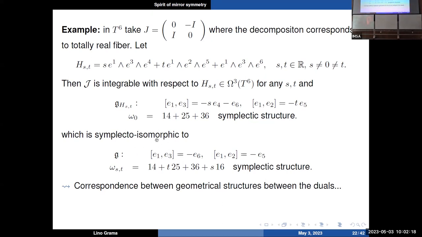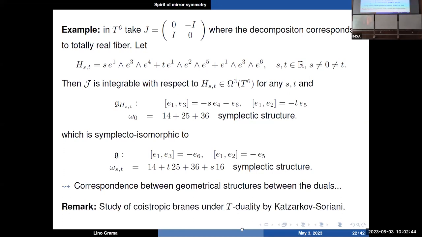a two-step nilpotent Lie algebra with this Lie bracket. And we have this two-parameter family of symplectic forms. Okay. This is just an application. You can use twisted complex structure to produce symplectic structure in the T-dual. Okay. And just to remark, coisotropic branes under T-duality as studied by Cavalcanti and Zabzine. That is a very nice paper on this subject.